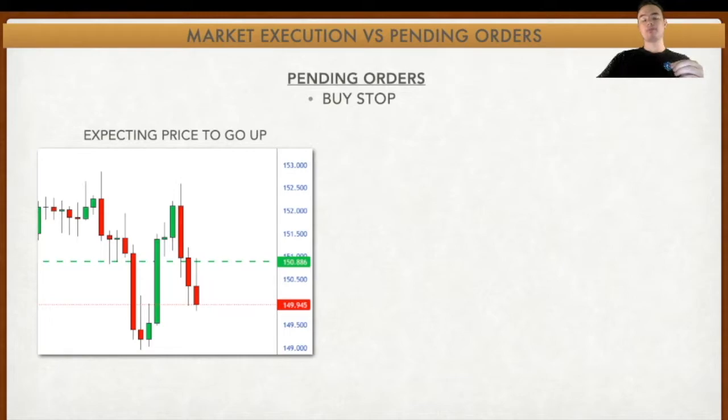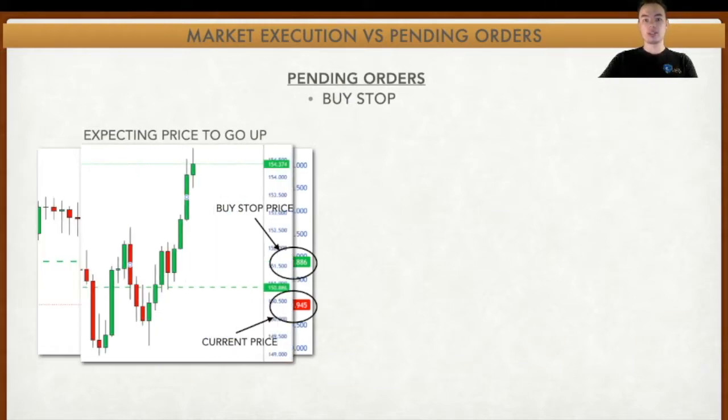Buy stop, right, expecting price to go up. So as you can see here, there's a current price, okay, 149.945. Now we're expecting that price is going to increase, so we want to enter at 150.886. So that is where you would put your buy stop. That's your buy stop price.